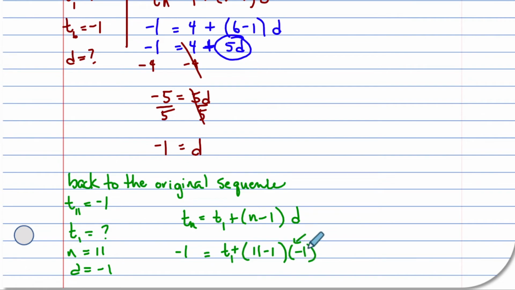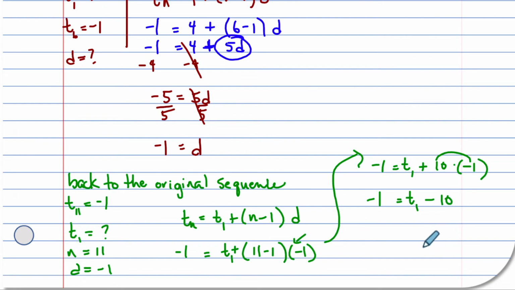And you need a bracket here, don't subtract. We have -1 equals T of 1 plus 10 times -1. There's times in between there. We have -1 equals T of 1. Subtract 10, because 10 times -1 is -10. And we'll add 10 both sides. And T of 1 is going to be a positive 9. And there it is.